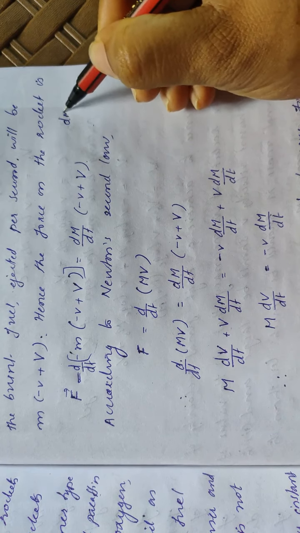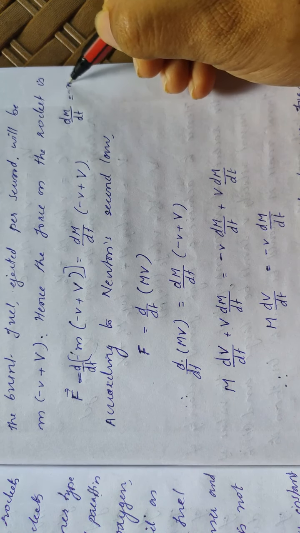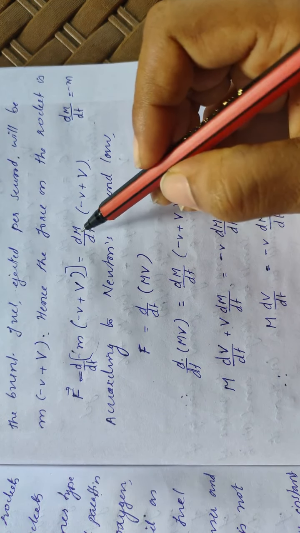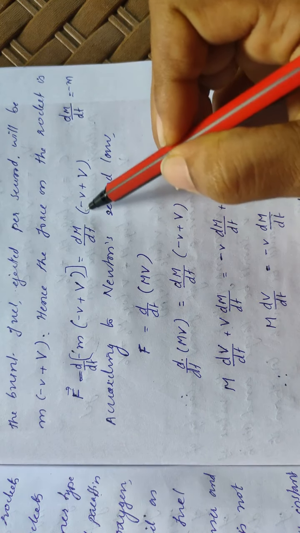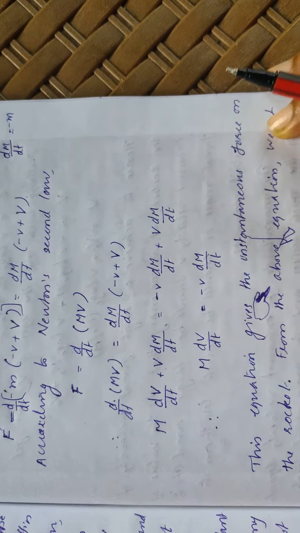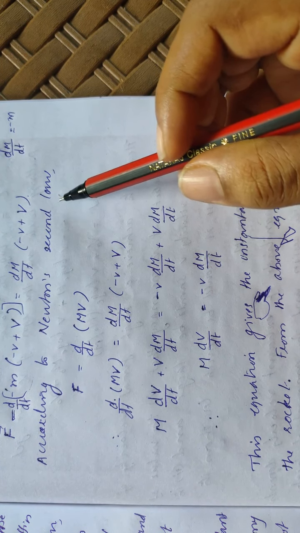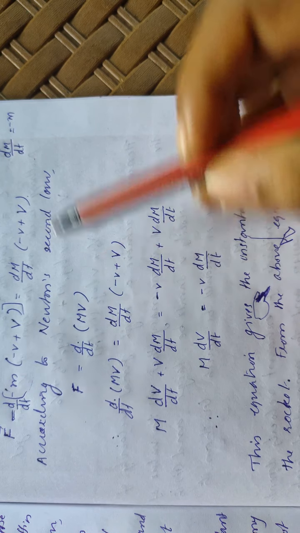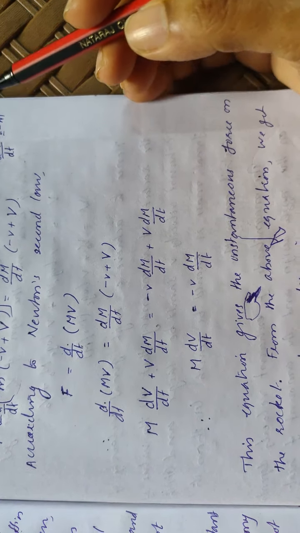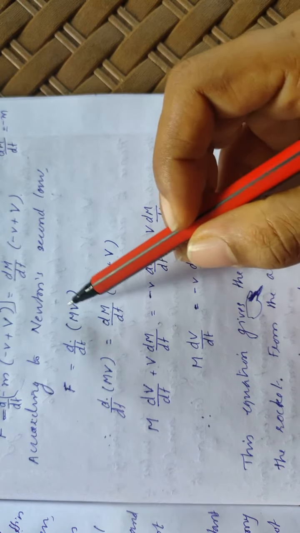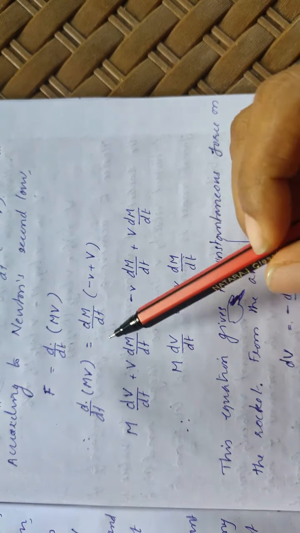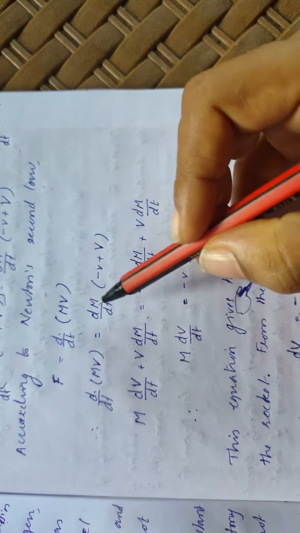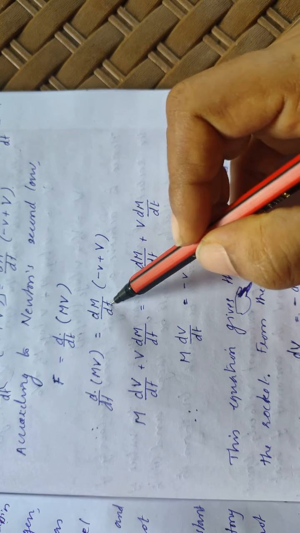Since dm by dt is minus m, we can substitute capital M in place of minus m. So we can write F as dm by dt into minus v plus capital V. According to Newton's second law, F is equal to d by dt of m into V, mass into velocity. This is the momentum of the rocket. So the left side is d by dt of MV, which is equal to dm by dt of minus v plus V.